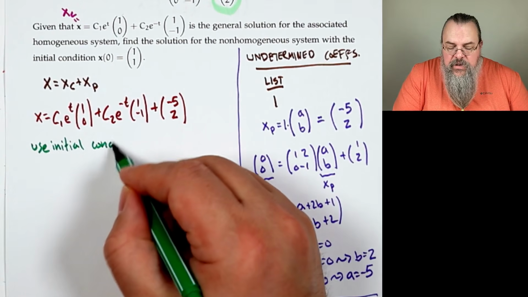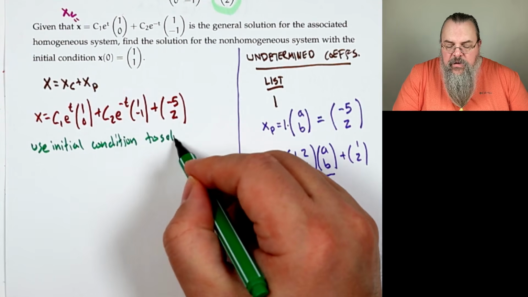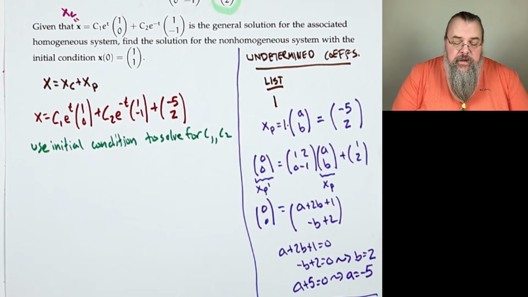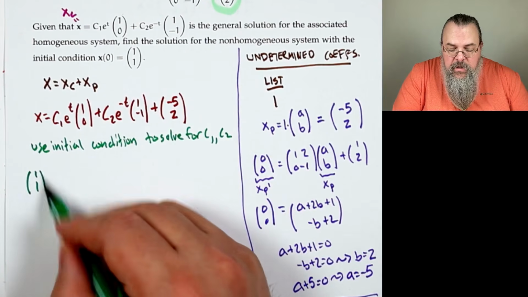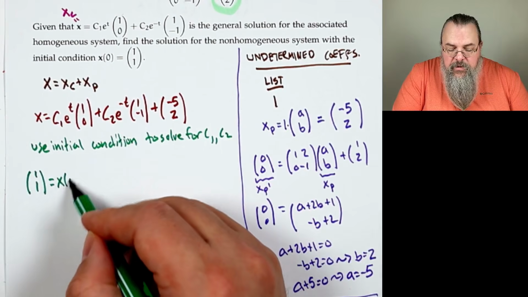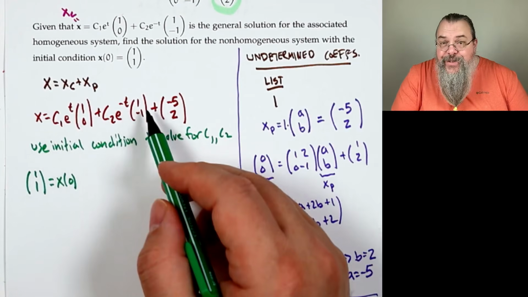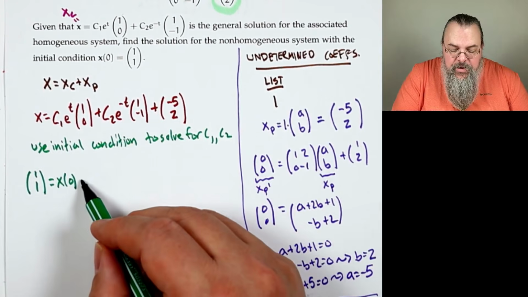Use the initial condition to solve for C1, C2. Plugging it in, we get x of 0 is (1, 1). So we plug 0 in here. e to the 0 and e to the minus 0 are both 1, so that's going to make it a little bit easy to compute.